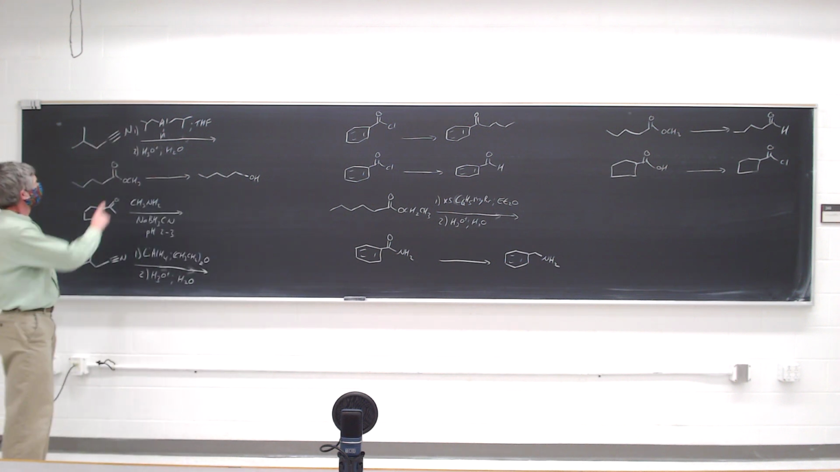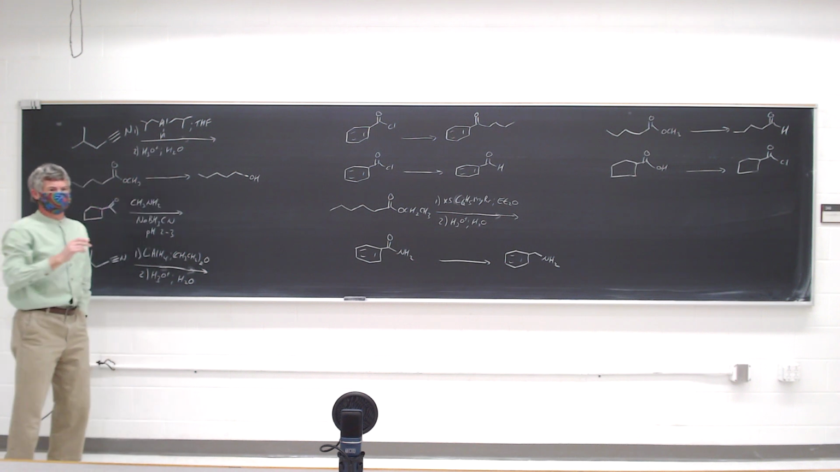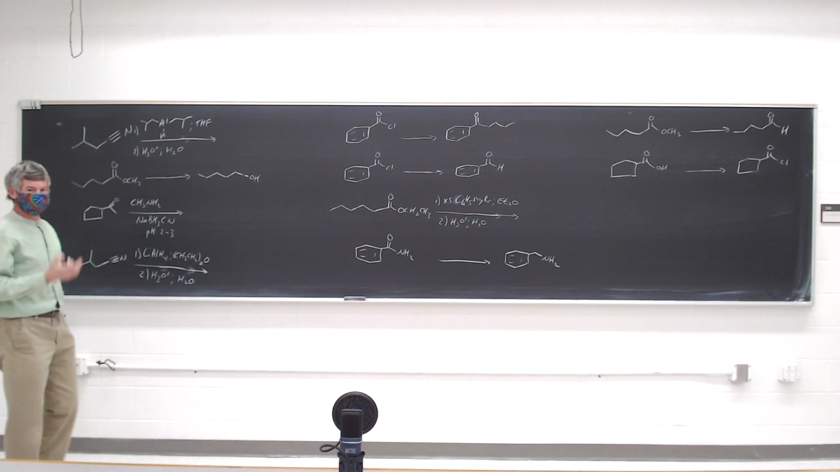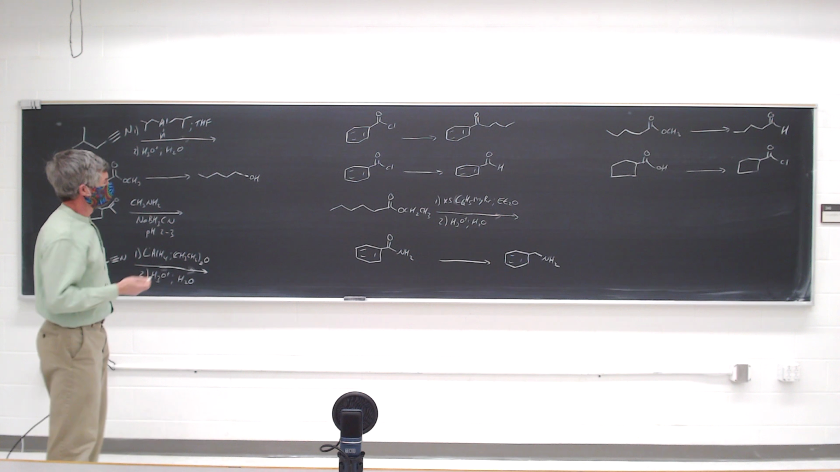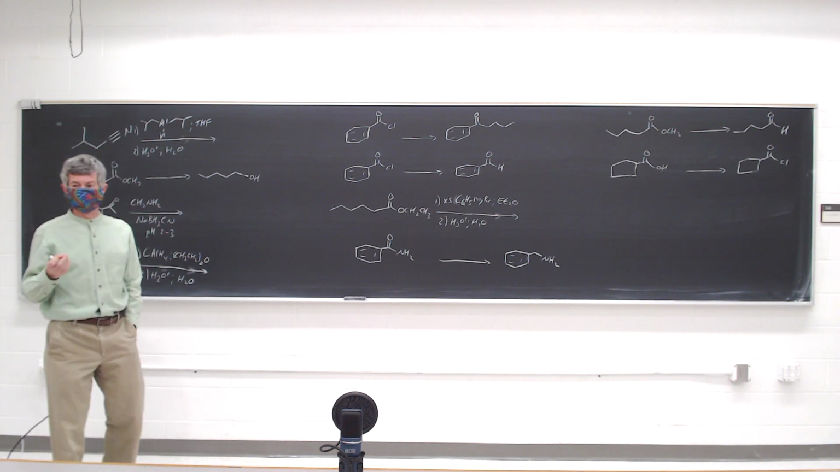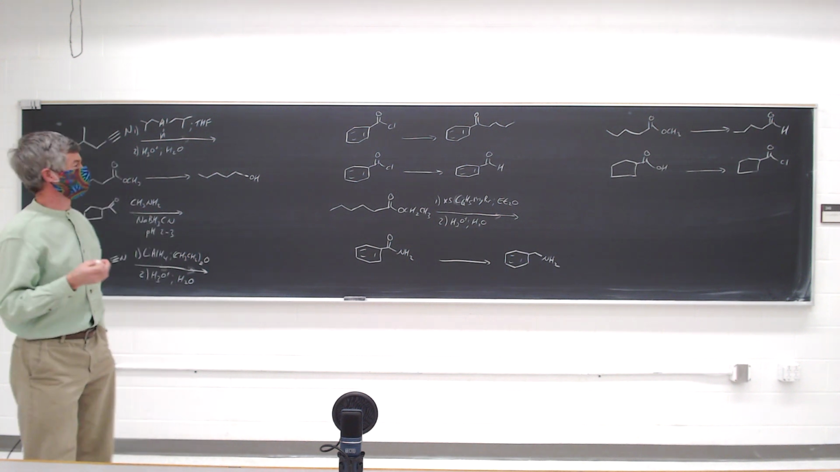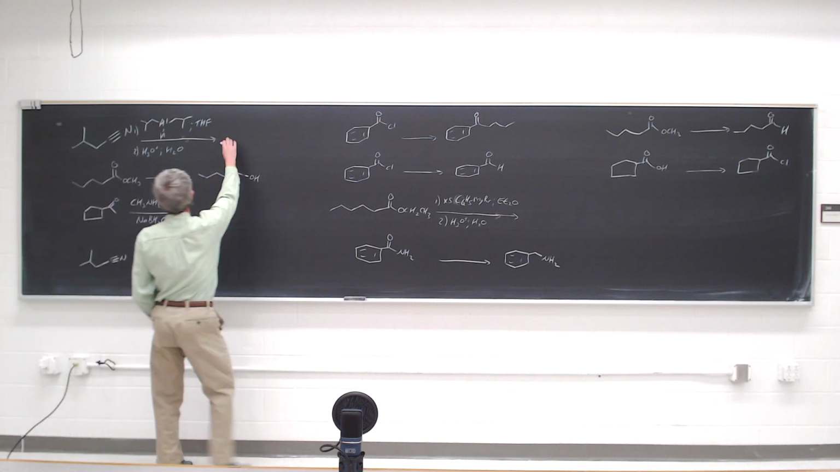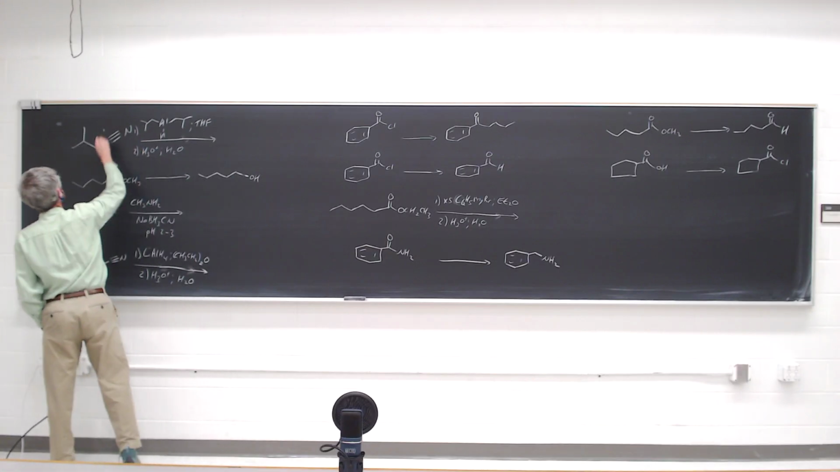So we've got DIBAL here, diisobutylaluminum hydride, and DIBAL converts things to aldehydes. So anytime you have an aldehyde, except as the product from an acid chloride, it's probably going to be DIBAL. So we just need to make sure we get the right number of carbons.